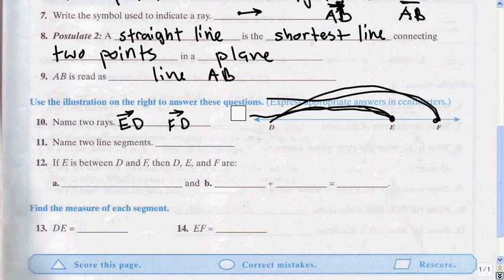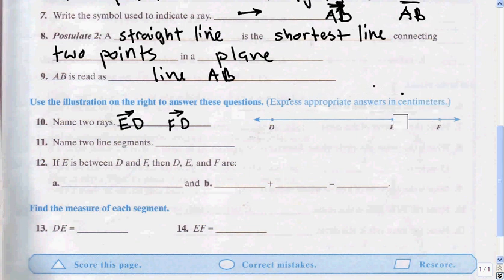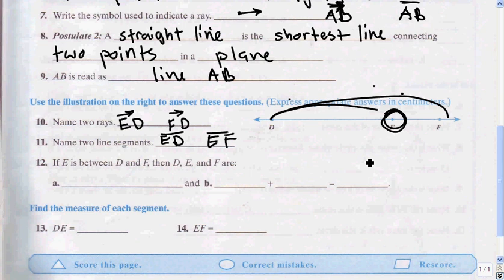Now they want us to name 2 line segments. Well, the line segments would be DE or ED, put a line up there, and EF, put a line up there. If E is between D and F, so we've got E between D and F, so E is the betweenness of points, right? So here they say, if E is between D and F, then D, E, and F are collinear. First of all, they're friends because they're on the same line. They have that in common, that all 3 of them are in the same line.